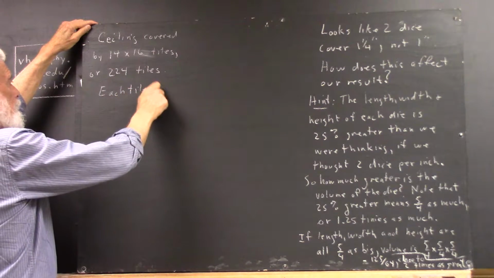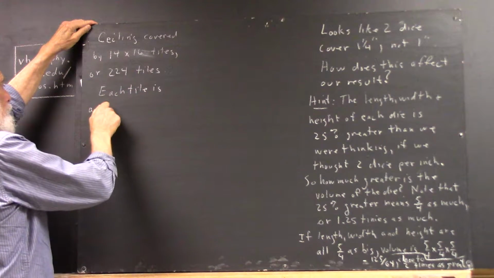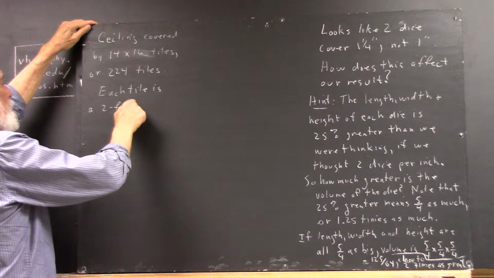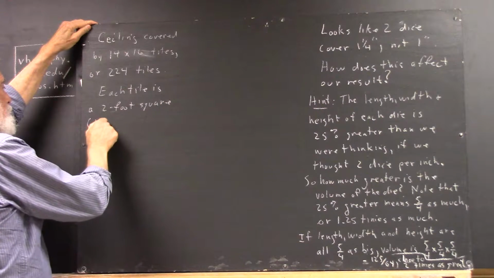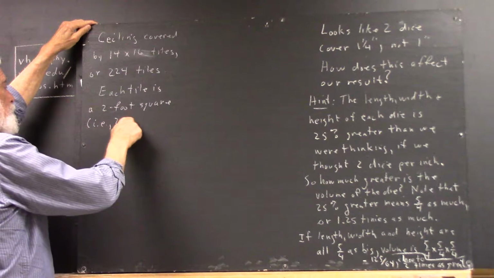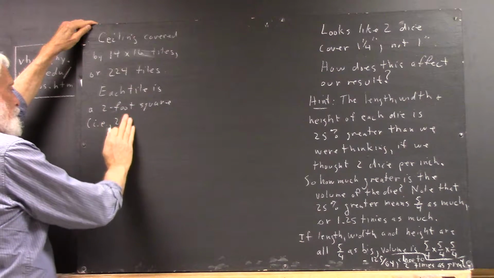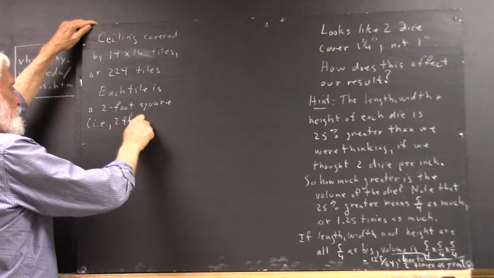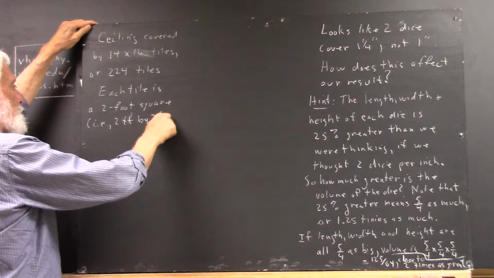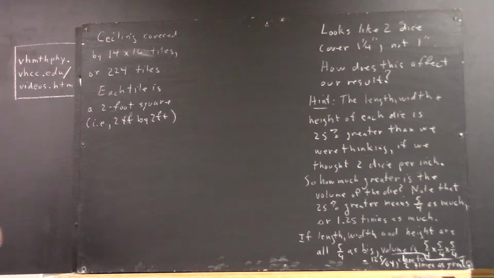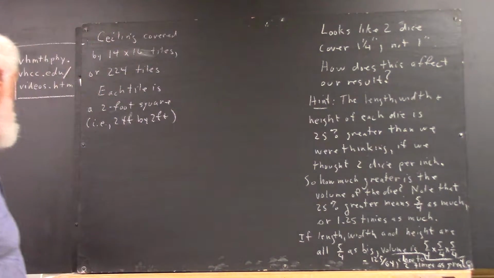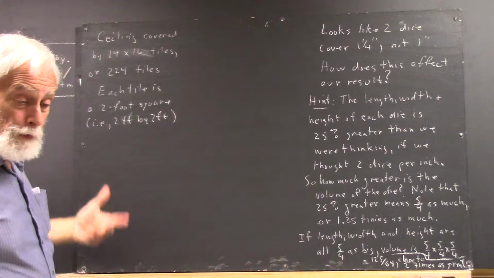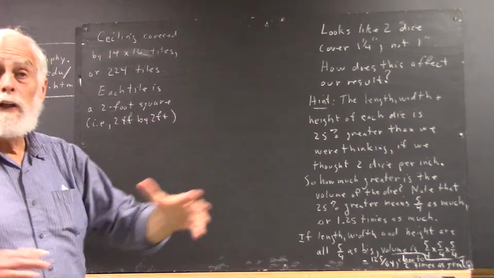Each tile is a 2-foot square, i.e. 2 by 2, well, 2 feet by 2 feet. Okay. So the tiles on the floor are 1-foot tiles. You should pause for a minute and use this to figure out how many tiles there would be covering the entire floor.